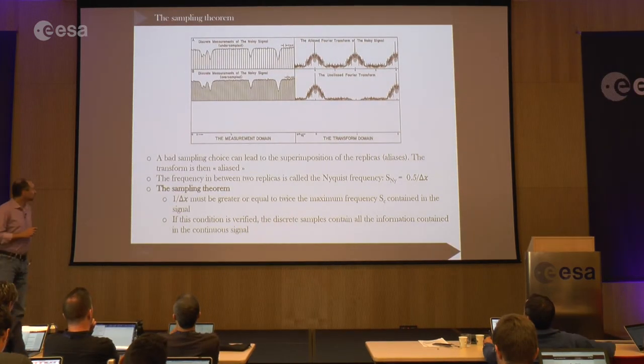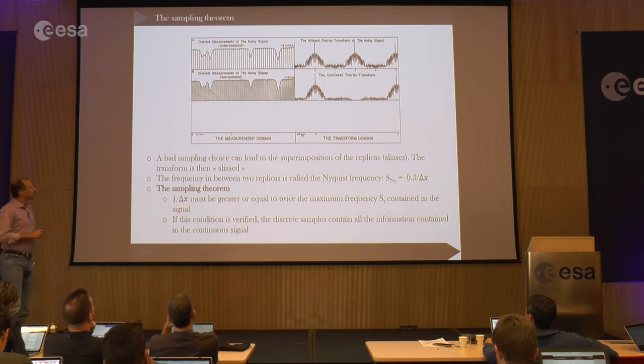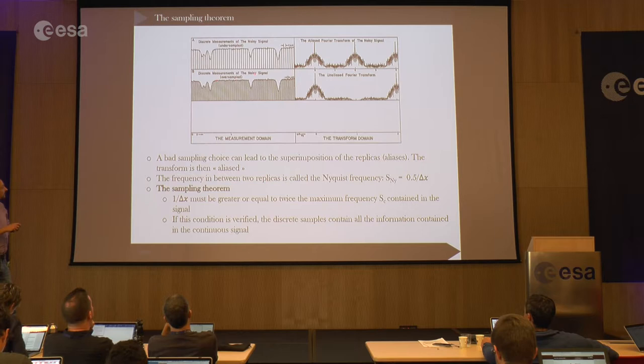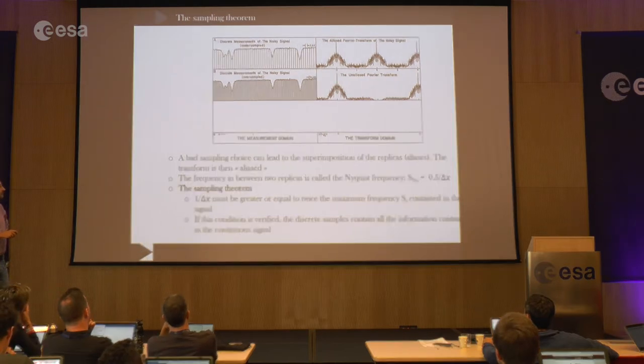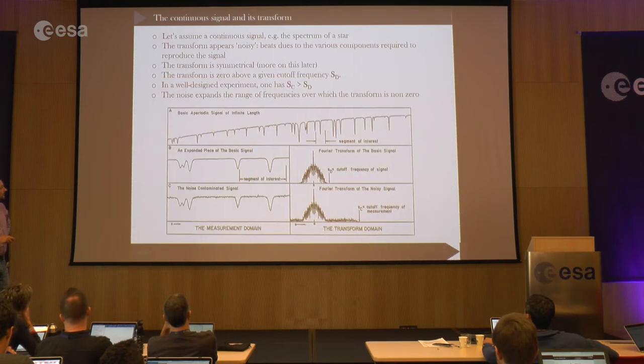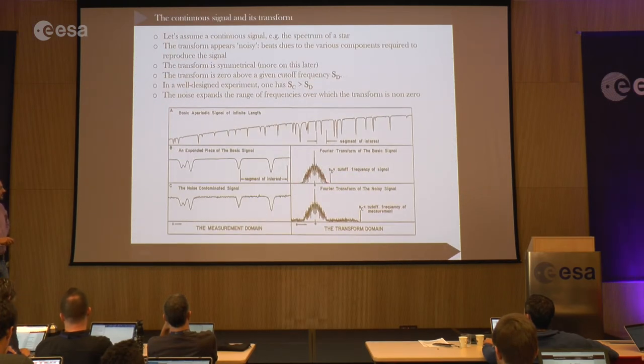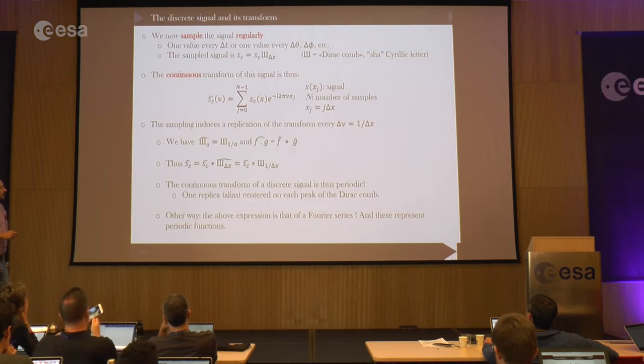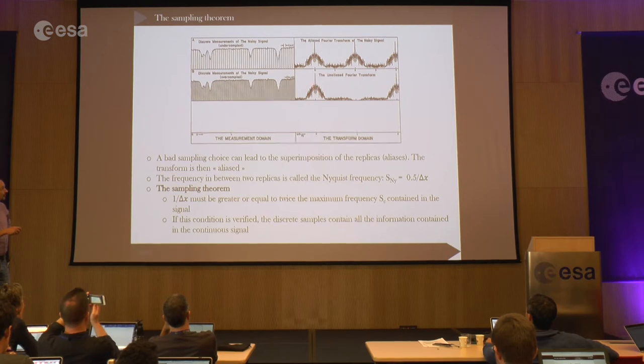So that's what we have. You have your signal that's discretized. And now your Fourier transform looks like this. It's periodic because you convolved this by a Dirac comb, so one Dirac here, one here, one here, one here, okay? And you center one transform on each Dirac comb.